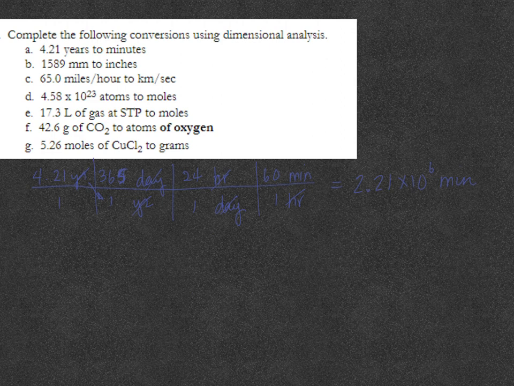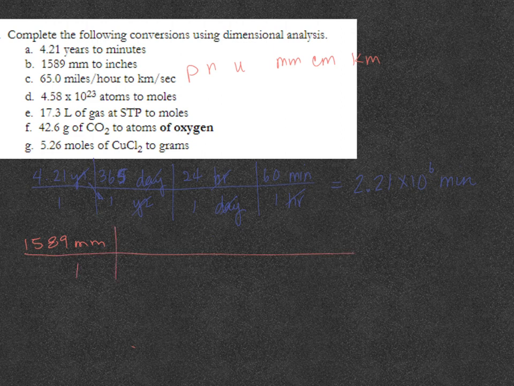Now, millimeters to inches. You need to know your prefixes. You need to know millimeter, centimeter, kilometer, and then you also need to know micro, nano, pico. So you need to know those relationships and be able to set them up into conversion factors. So go back and look into your notes. All right, I have 1589 millimeters, and I want to get to inches. Now I know that there's 2.54 centimeters in an inch. So now I need to get from millimeters to centimeters.